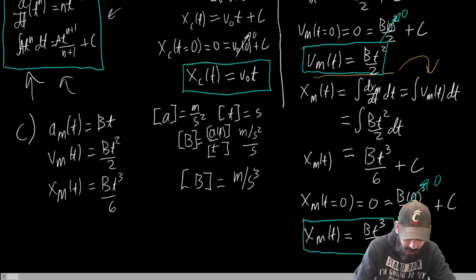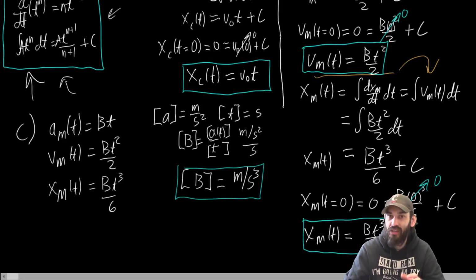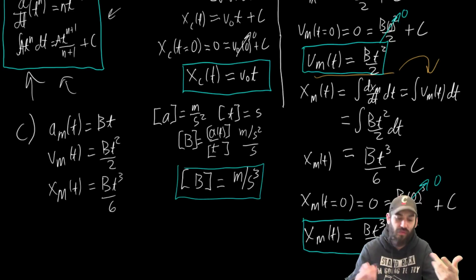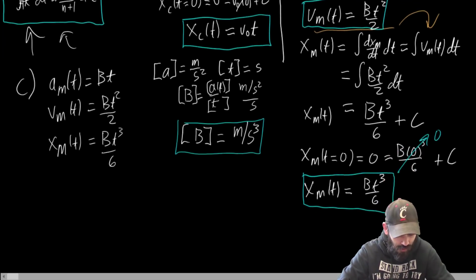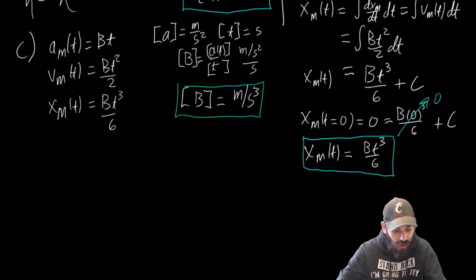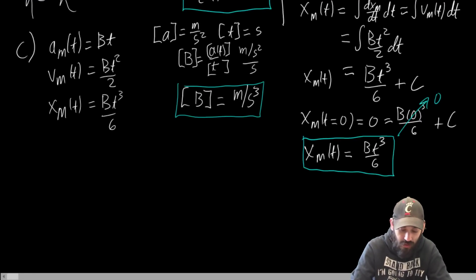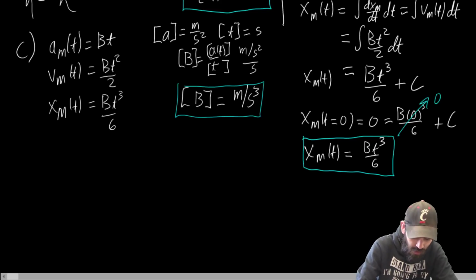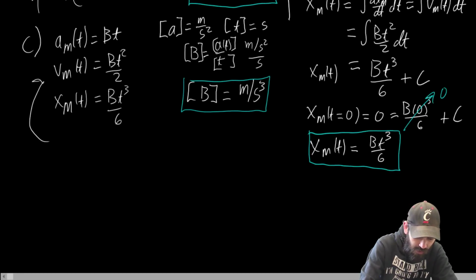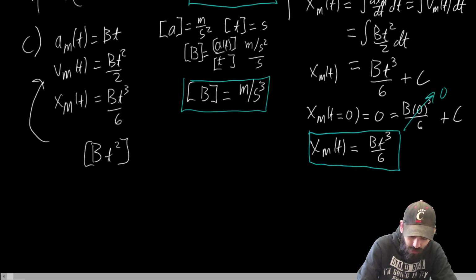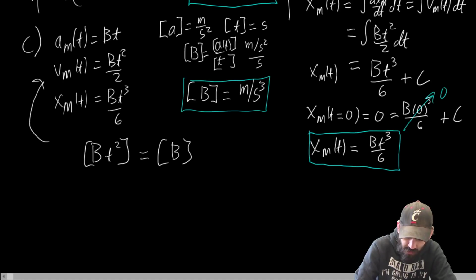Okay? So that's what our units of B are, but we'd like to go a step further here and see, does this really hold for all of the equations that we have? And so let's check it, and let's kind of do it in reverse. So we know that B has units of meters per second cubed, and so let's look at our velocity equation. Let's see what the units of B times t squared are. So this is really the units of B times the units of t squared.